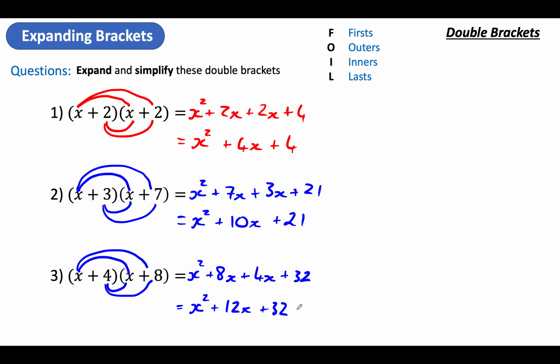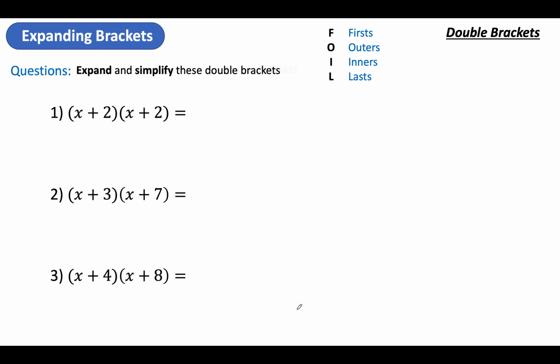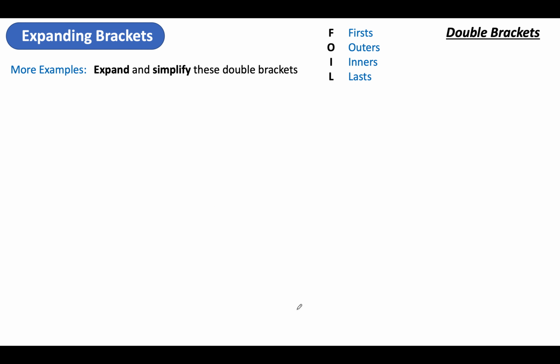Great stuff, you got that. Let's move on. Now, all of those had something in common, and it was that everything was positive. What about if we chuck a few negatives in there to see what happens then? We're going to use the same method again. I'm just going to show you FOIL one more time, just so that we know we're happy with this.